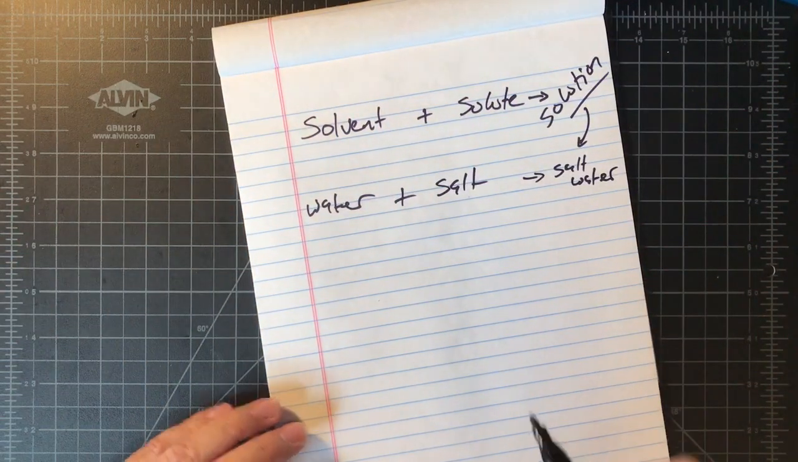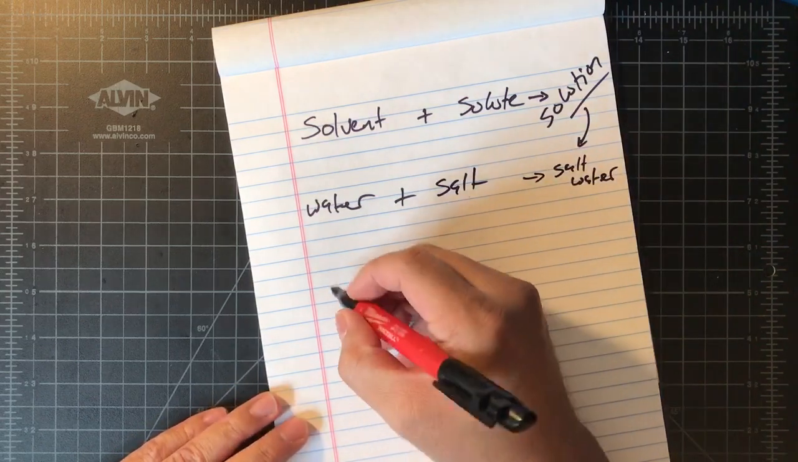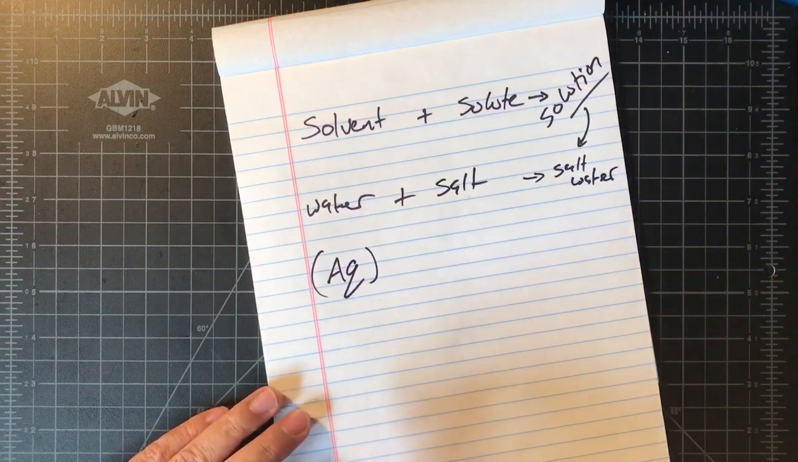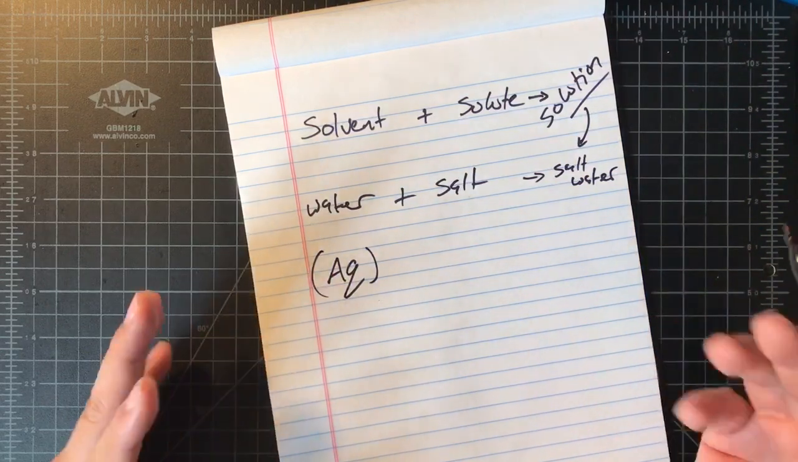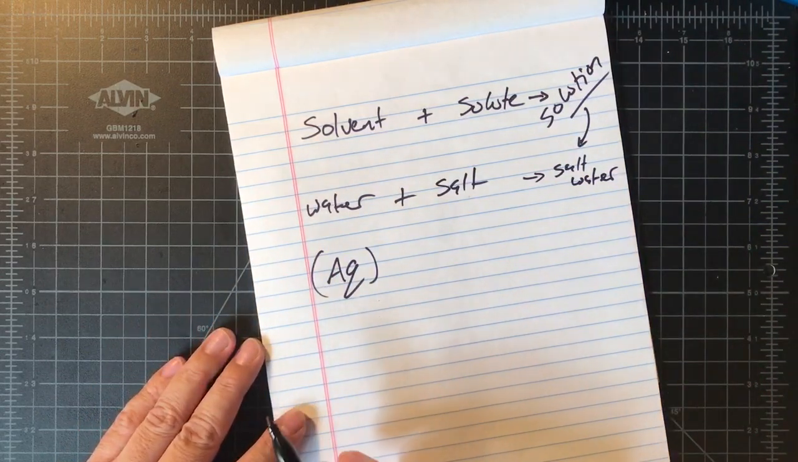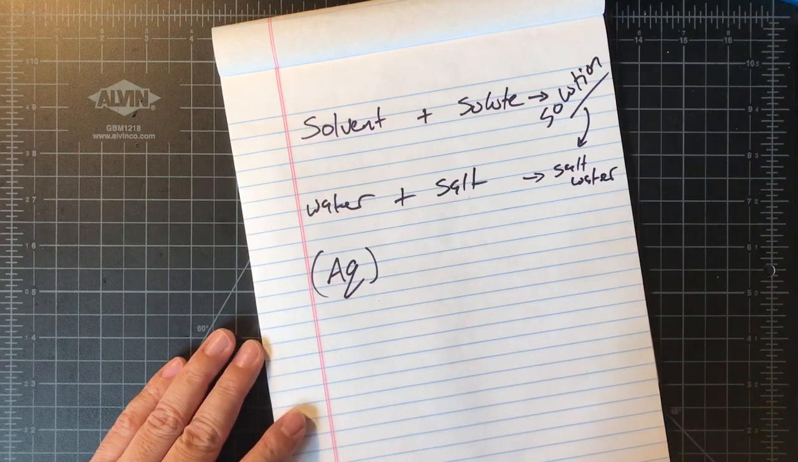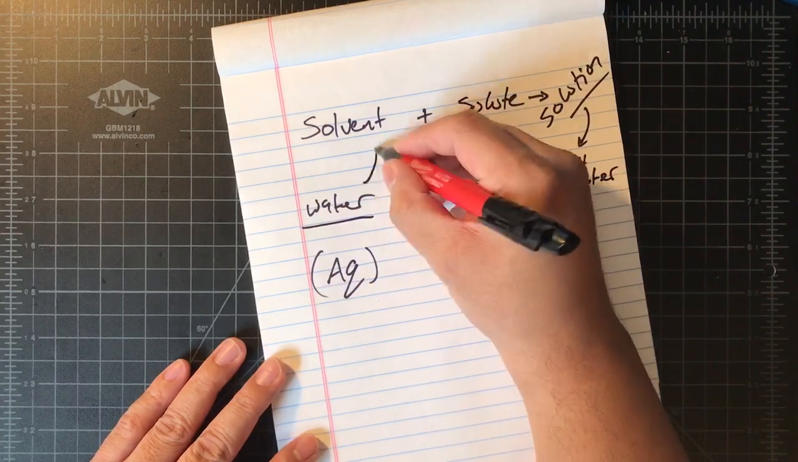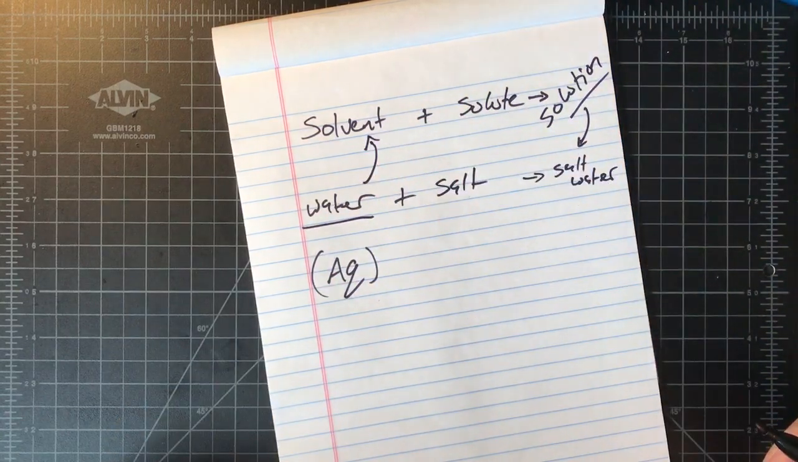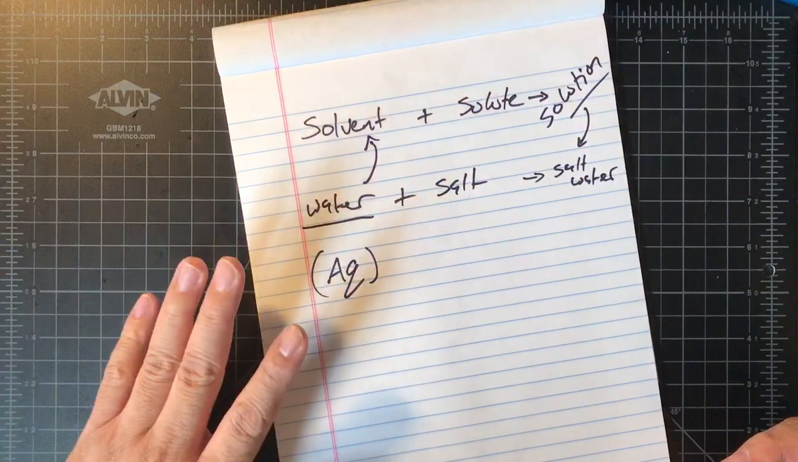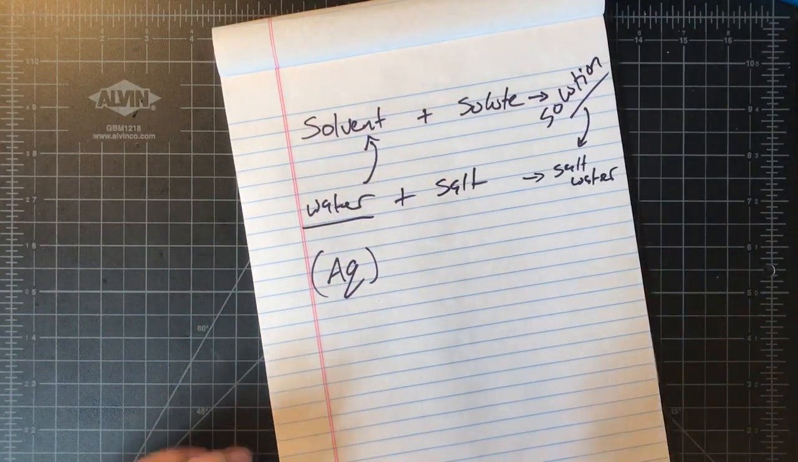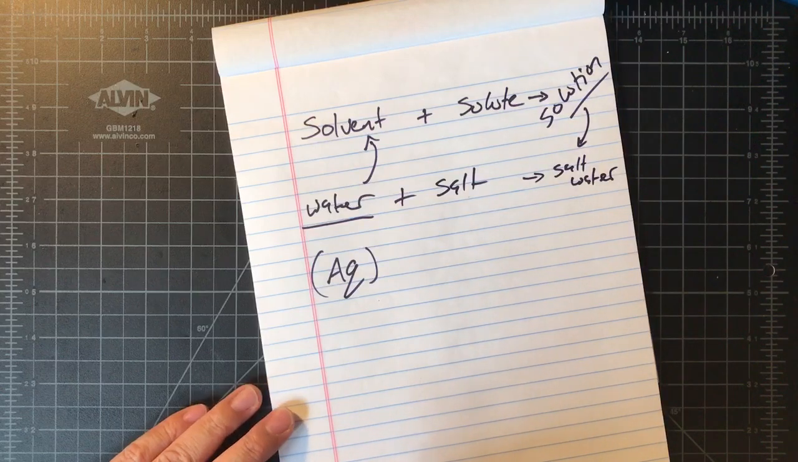So what is an aqueous solution? An aqueous solution, or AQ, is a special type of solution. There are many kinds of solutions, but an aqueous solution is a solution that has water as the solvent. So every time you think of an aqueous solution, it's water with something dissolved in it.